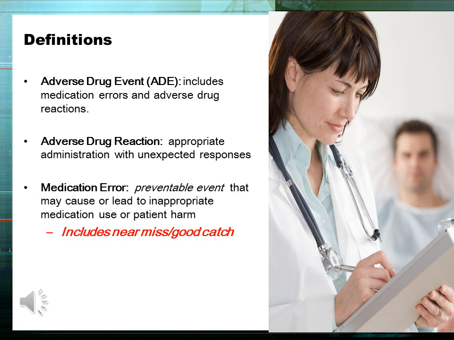On the other hand, with a medication error, there is some type of mistake that has been made in the administration of that medication to that patient. In other words, it's a preventable event that could lead to inappropriate medication use or patient harm. Medication error also includes near misses and good catches. A near miss or good catch occurs when a mistake is made, but the mistake is caught and fixed before the patient receives the incorrect medication. These are all important types of events that we want to look at to make our medication use process safer.